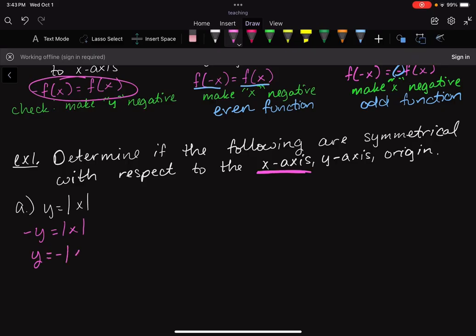Well, if I multiply that negative over, I'm just going to get negative absolute value of x. This is not the same as y equals absolute value of x. So no, it is not symmetrical about the x-axis.